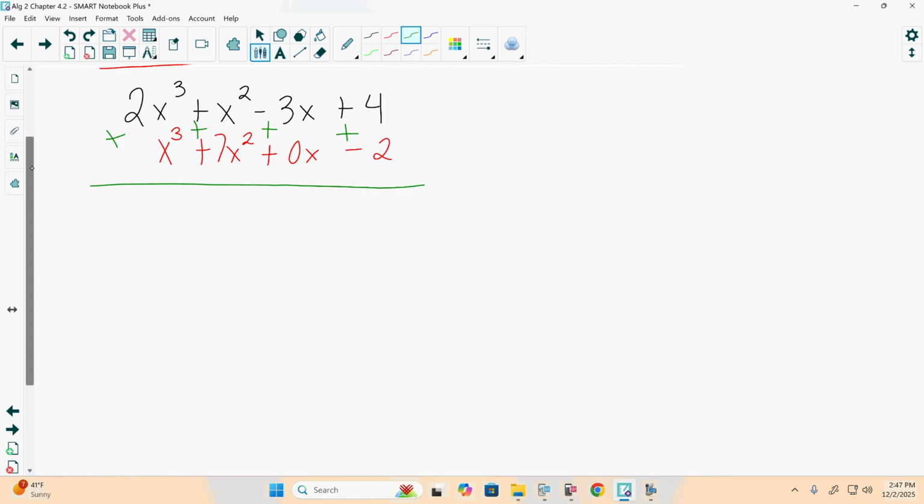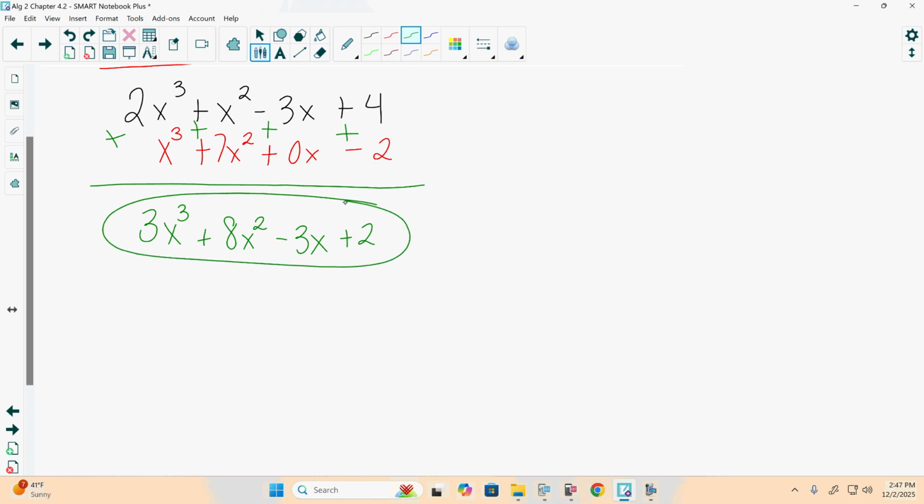And then it told us to add these two together. So 2x cubed plus 1x cubed is going to be 3x cubed. x squared plus 7x squared, 1 plus 7, is going to be plus 8x squared. Negative 3x plus 0x, negative 3 plus 0 is negative 3x. And lastly, 4 plus negative 2, 4 minus 2 is plus 2. 3x cubed plus 8x squared minus 3x plus 2.